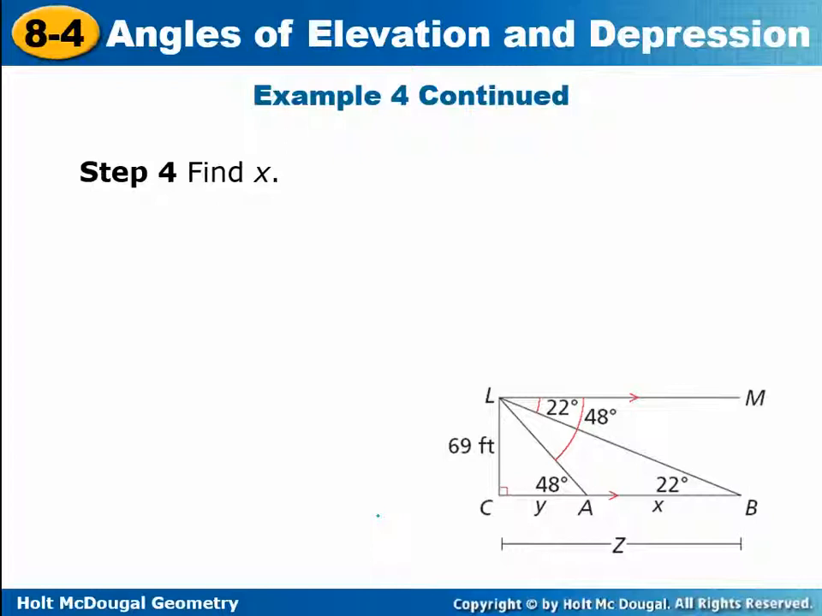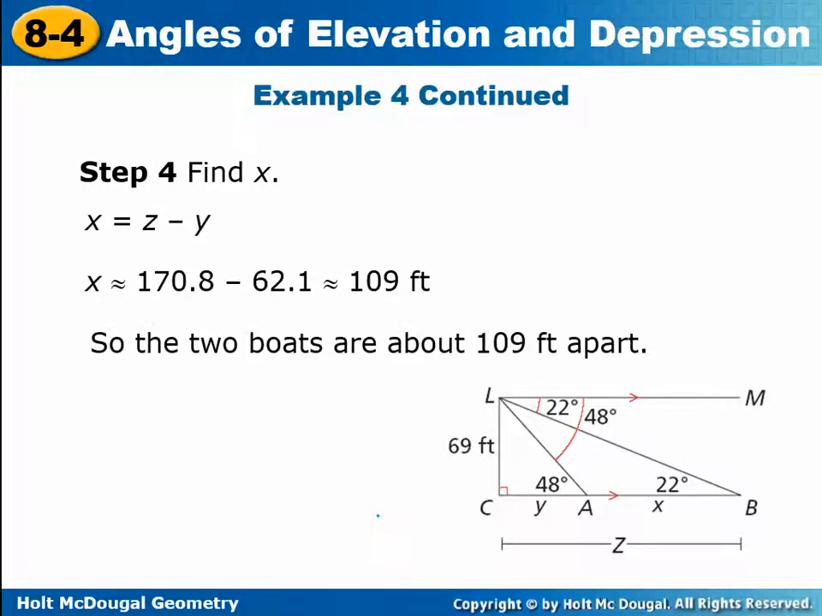Now remember, that's not X, that was Y. So now we need to take the 170.8 that we just found, minus the 62.1 that we found for Y, subtract to get 109 feet. So this is one of the more complicated problems that you could do, using two times we use the angle of depression.